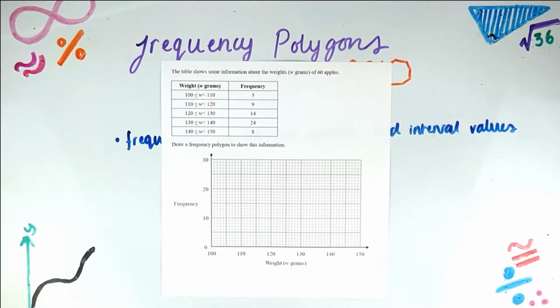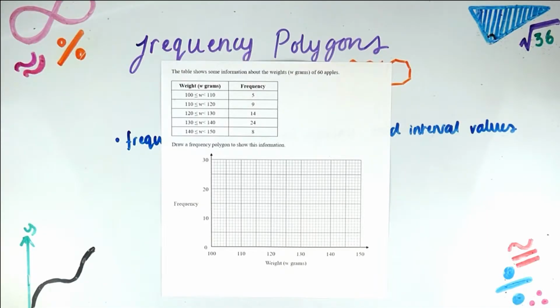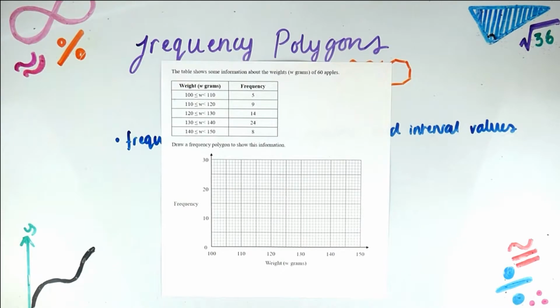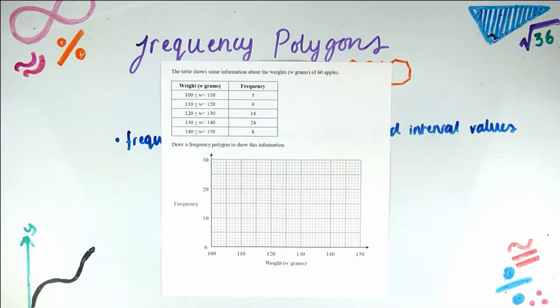So here is our first exam question, and it says that the table shows some information about the weight of 60 apples. It gives you the weights: between 100 and 110 there were 5 apples, 110 to 120 grams there were 9 apples, etc. And then it says draw a frequency polygon to show this information. So the way I ran through this in my head was, I saw frequency polygon and I thought of these types of shapes, so I knew it was lines like this. And then we use this really important fact, the one we wrote down: you use the midpoint interval values.